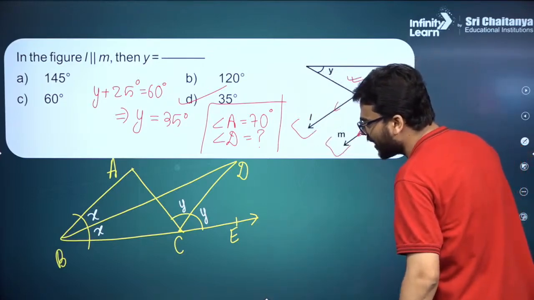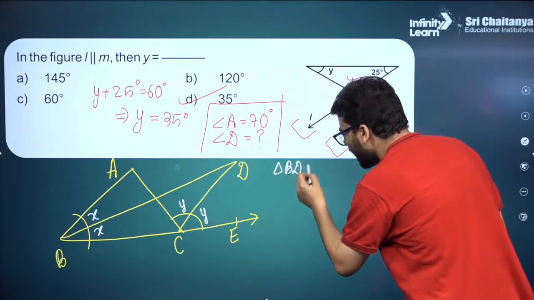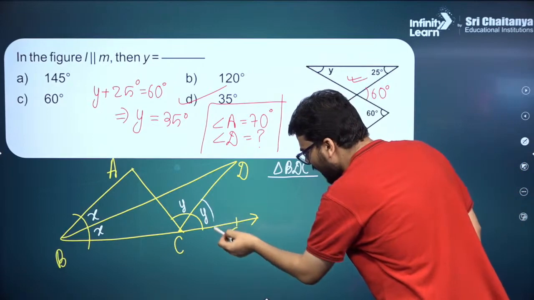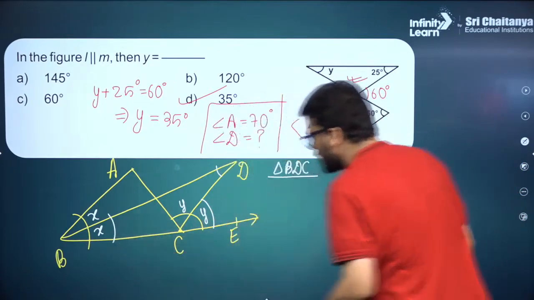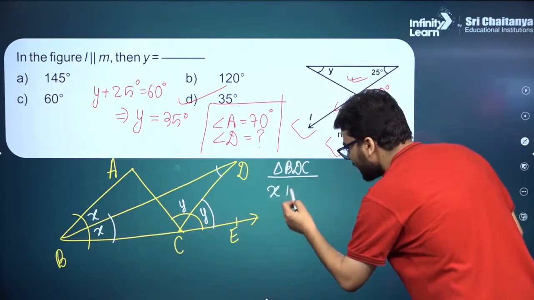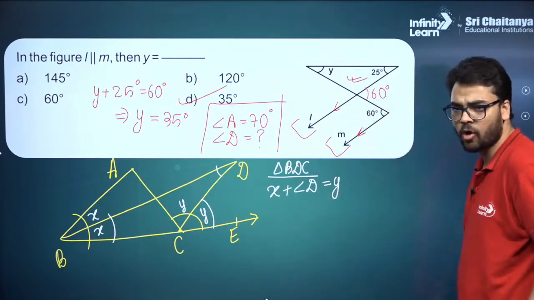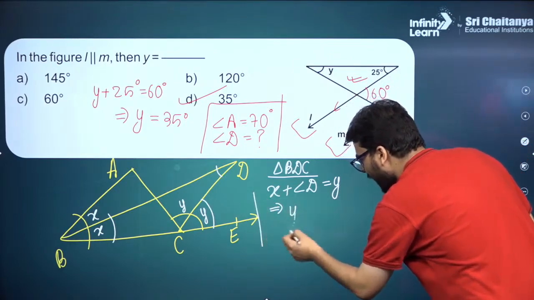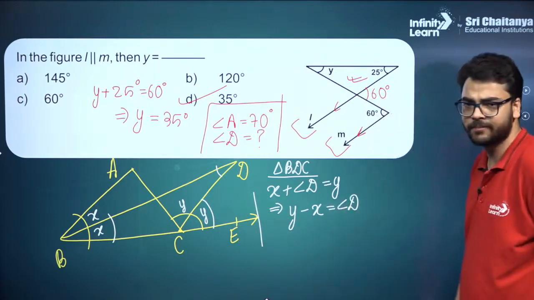So you see over here, if I take triangle BDC, can I not say that this angle Y is equal to D plus X, exterior angle property? Can I say that X plus angle D is equal to Y, exterior angle property? Now basically, can I write from here that Y minus X is equal to angle D, exterior angle property?